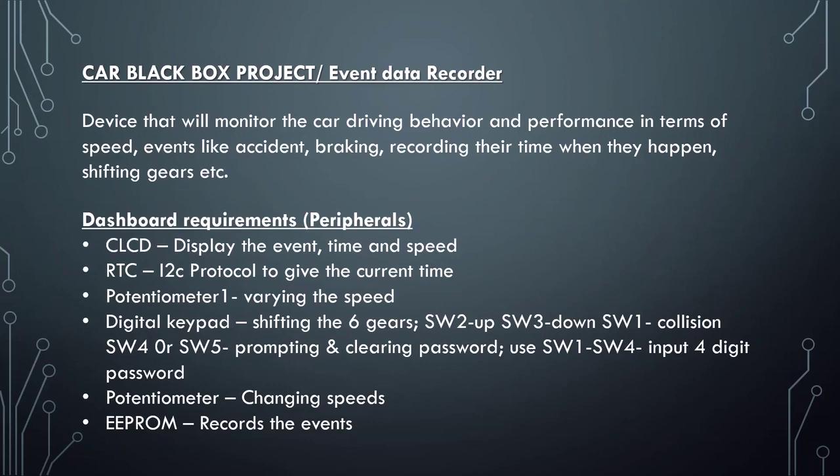And we are going to use switch 4 and switch 5 to prompt and clear the password. If you want to get into the event log and understand what happened to the car black box, we use switch 4 and switch 5 to prompt and clear the password, log in, and get the information that we want. And for us to input the password, we need some digits so that the embedded system can check if it's correct, and then accept the password and give us the event log.